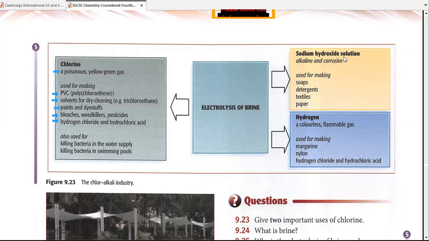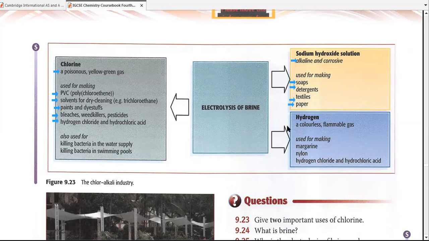When we talk about sodium hydroxide solution, it's alkaline and it's corrosive. It is used for making soaps, detergents. This was previously a part of chapter 10, but it's not a part of chapter 10 anymore after 2016. Okay? So textiles and paper, right? These are the uses.